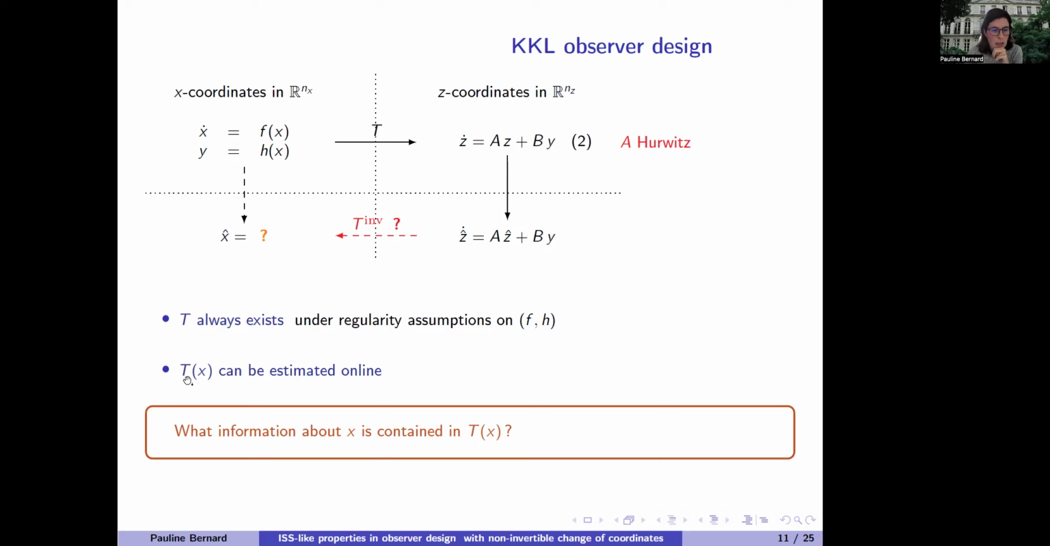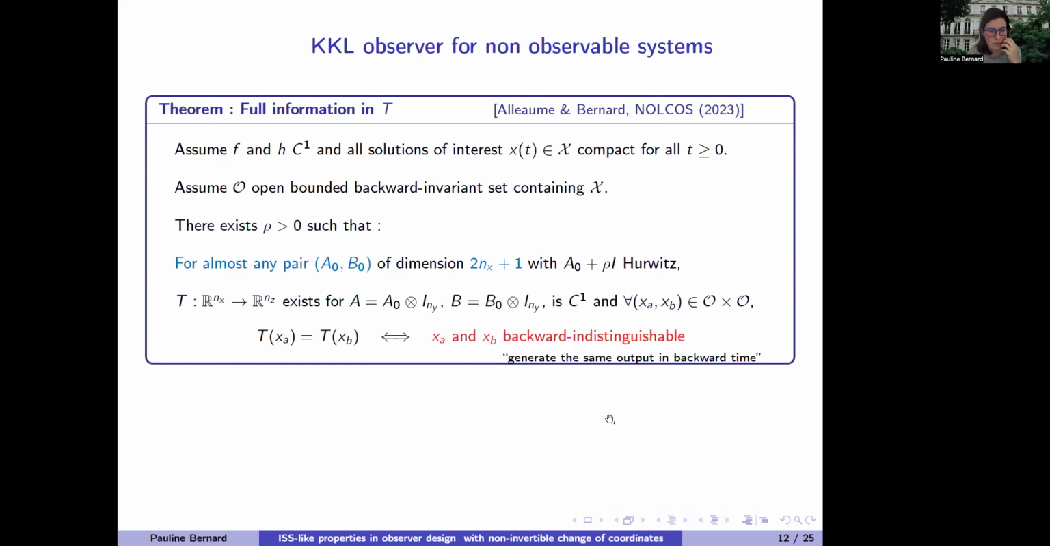So T of X can always be estimated, and you want to know what you can know about X that is given by T of X. Okay, so this is the main result. Sorry about the technicality here. I just wanted to tell you what it looks like. And so what we showed here in this Knuckles paper is that you take a general system, and under some basic regularity conditions, you're going to be able to say that for almost any pair of a sufficient dimension, which is linked to the dimension of X, then you have your T, so T exists.